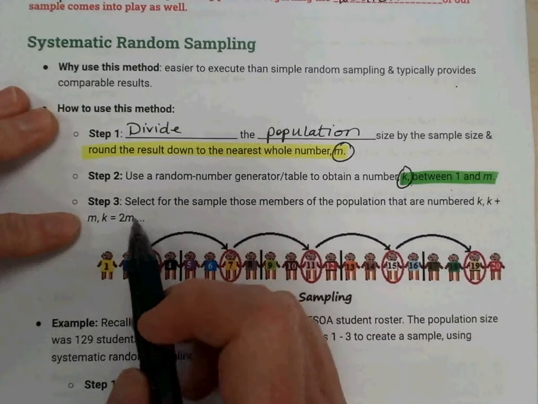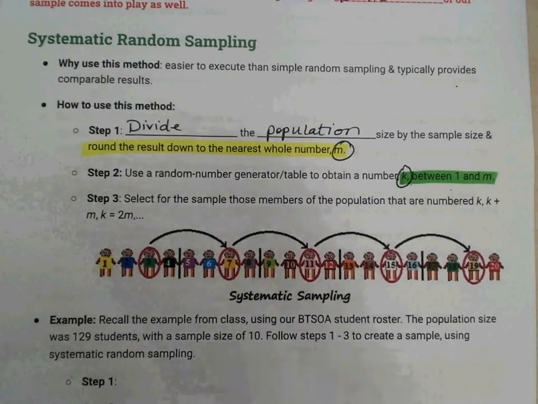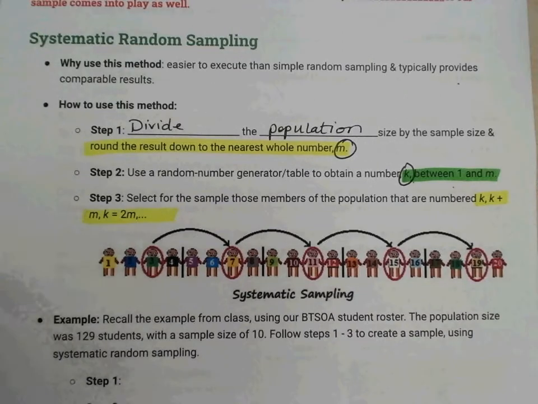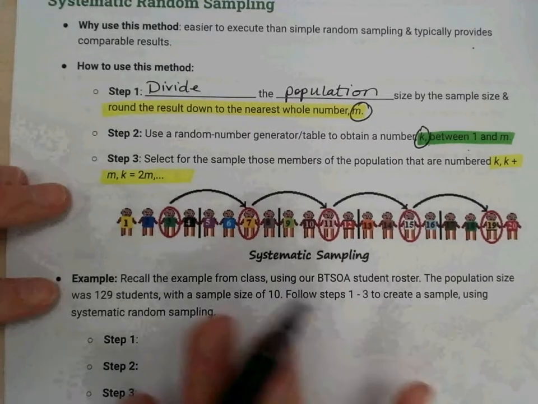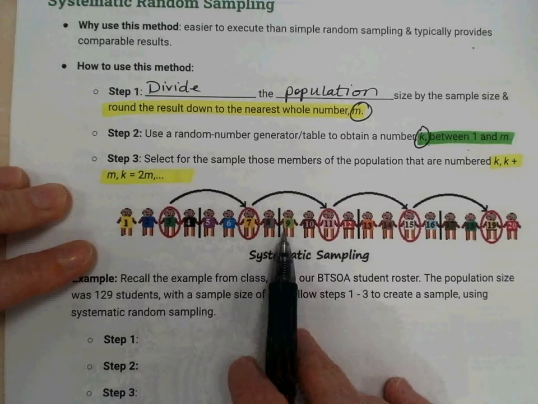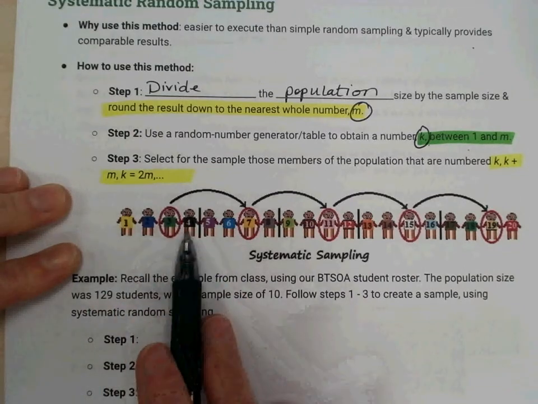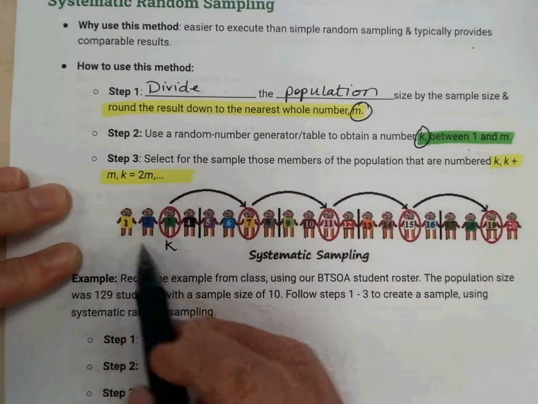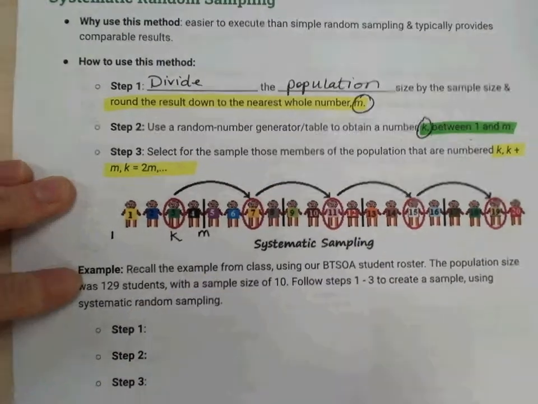Step 3, select for the sample those members of the population that are numbered k, k plus m, k plus 2m, and so on down the line until you reach your desired sample size. Here's a little visual of that. You have these segments broken up by this letter m. These groups are all size m, and then k would be that random number within that range of 1 to m. Okay? Let's see how this works.